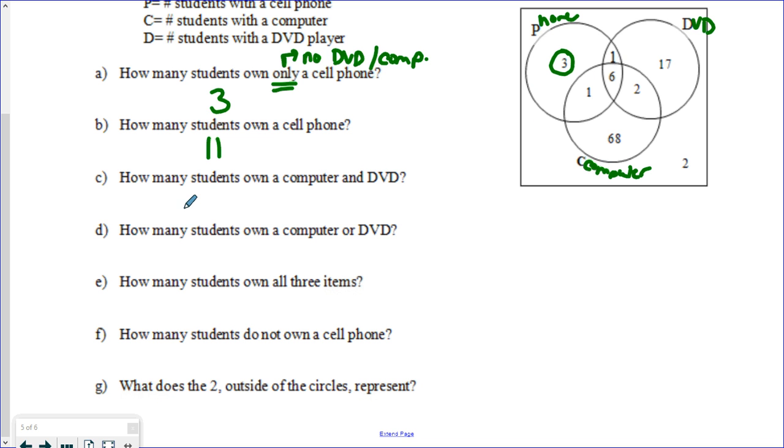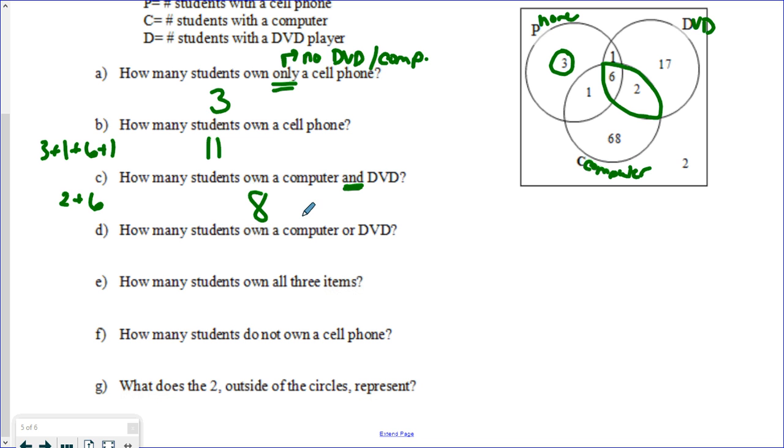So how many students own a computer and a DVD player? Again, the word and is telling us the intersection of those. So these 6 students have a computer and a DVD player. They also have a phone, but they definitely have a computer and a DVD player. These students have a computer and a DVD player. So in total, 8 students there. I should write some of these things: 3 plus 1 plus 6 plus 1. This would be our 2 plus 6.